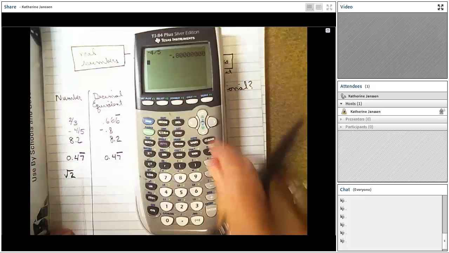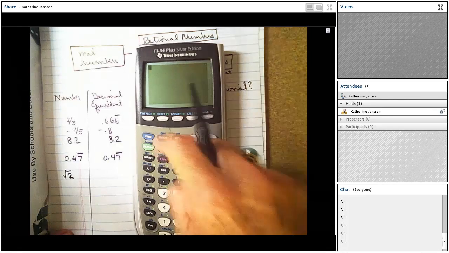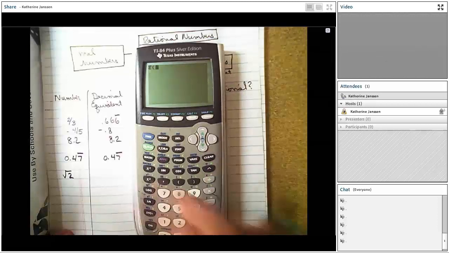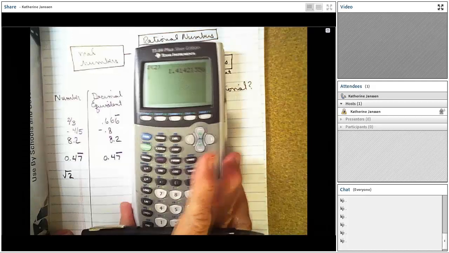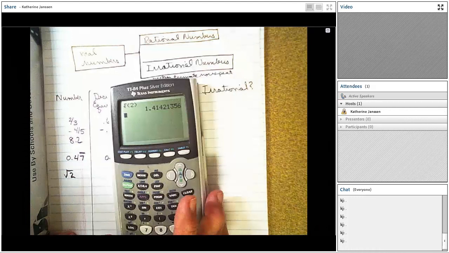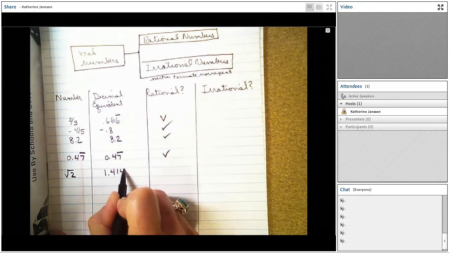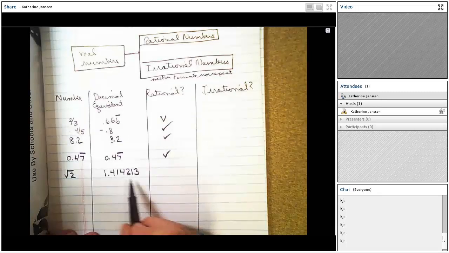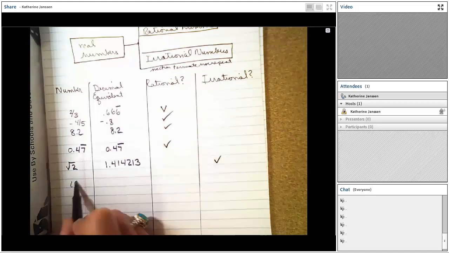The square root of 2. On your calculator, you'll need to use your square root symbol. I'm using a TI-83. I'm going to use my second to call the uppercase, if you will, to get the square root symbol of 2. Close with my closed parenthesis and enter. 1.4142. And on my calculator, with my greatest accuracy, it does not appear to be repeating, and it's not terminating, so it's an irrational number.